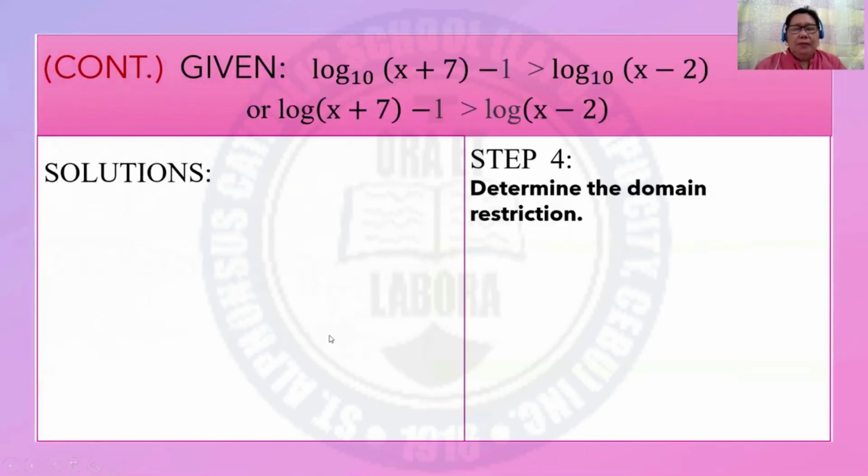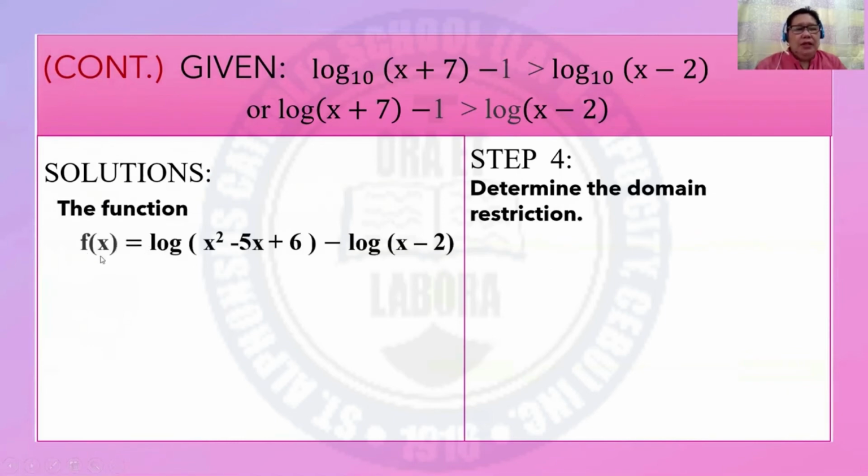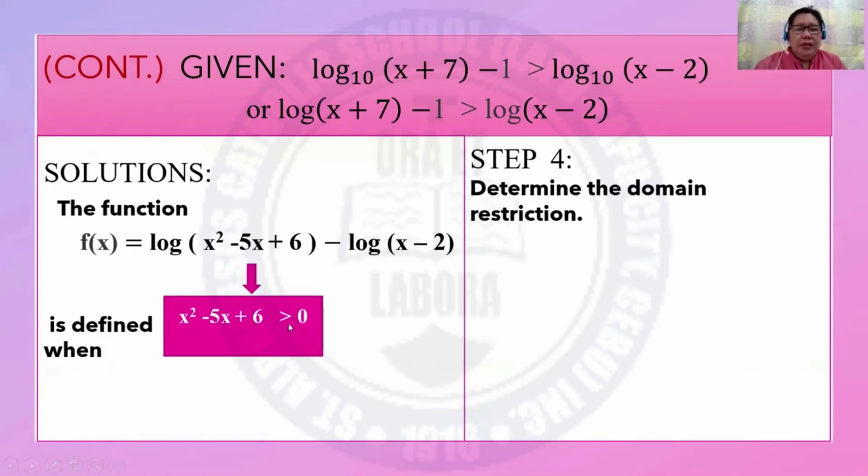For step 4, we have to determine the domain restriction. So, given the function f of x is equal to the logarithm of the quantity x squared minus 5x plus 6 minus the logarithm of the quantity x minus 2. So, this is defined when this trinomial is greater than 0, and this binomial is greater than 0. Then let us simplify. You can factor this. We have the quantity x minus 3 and the quantity x minus 2 greater than 0.